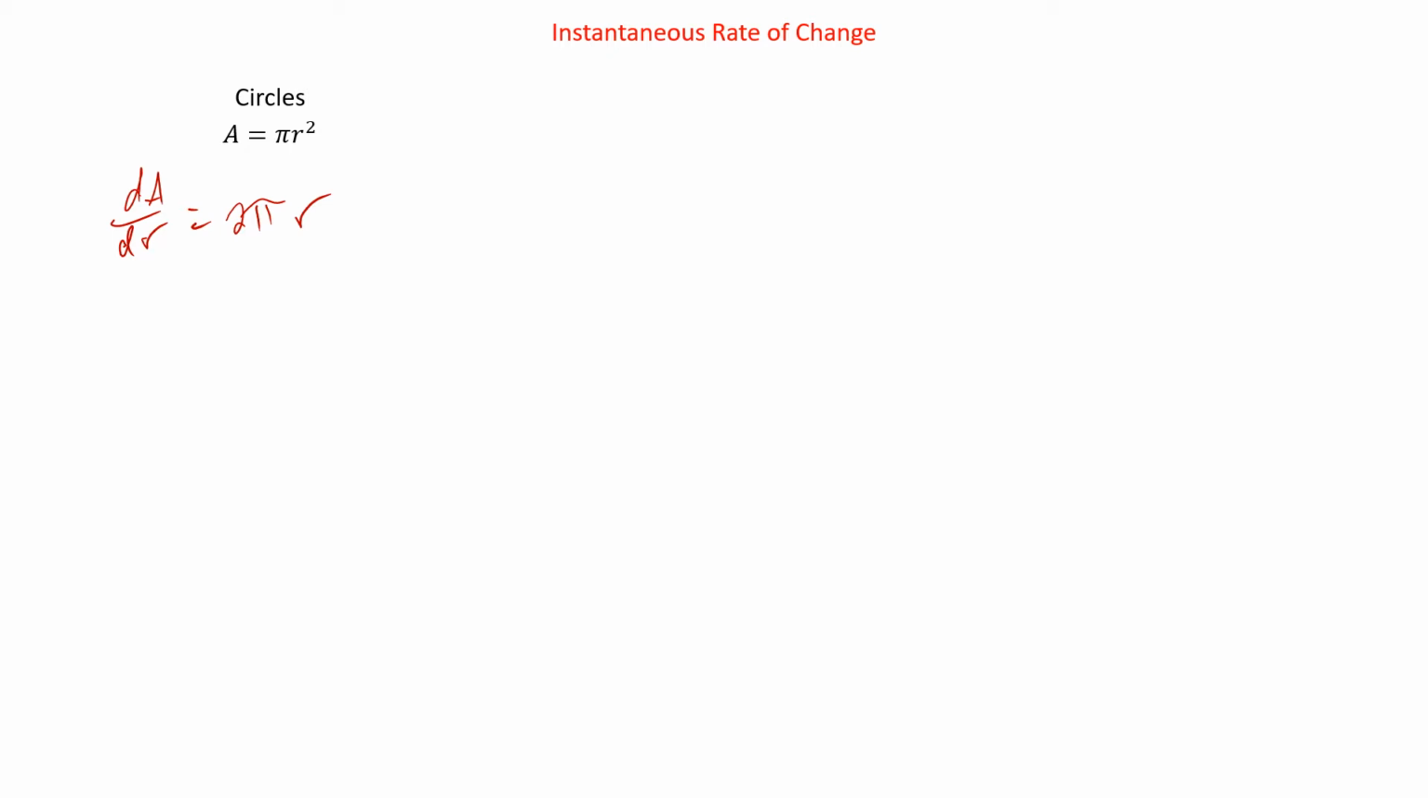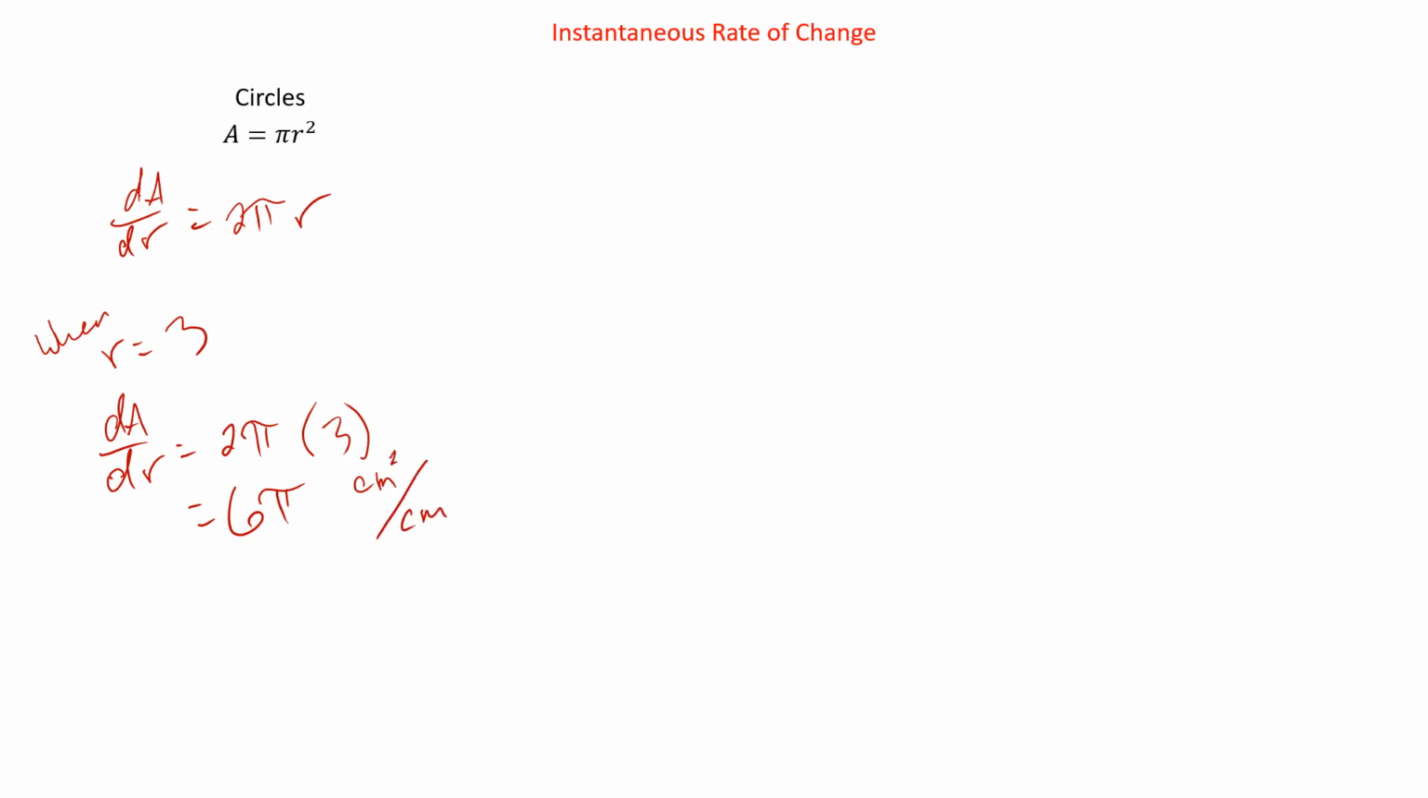So if we want to know how fast is the area changing when r equals 3, we would just plug in 3. dA over dr equals 2 times pi times 3, which would be 6 pi. And now it's going to have units, right? Because we're measuring these things in units. So the area is going to be square units. The r is going to be just normal units. So let's say we were in centimeters. So this would be 6 pi square centimeters per centimeter.